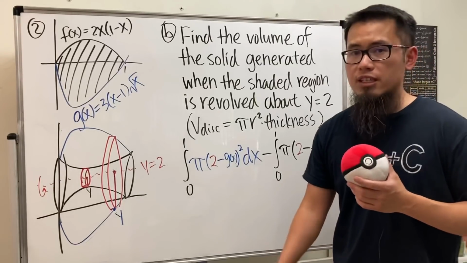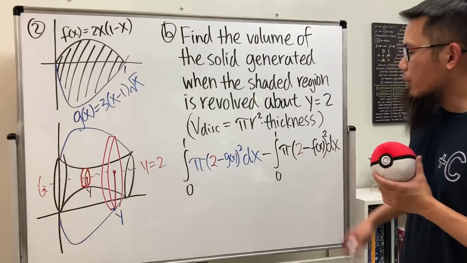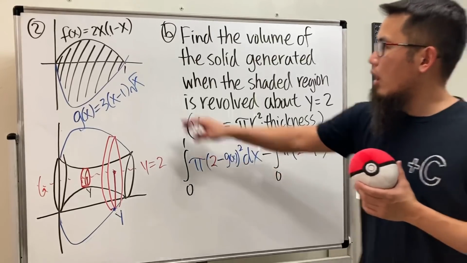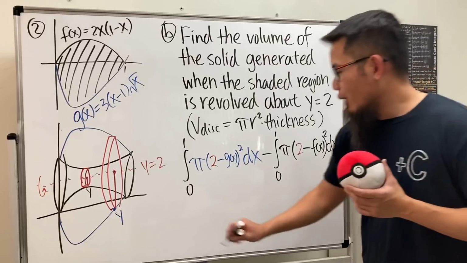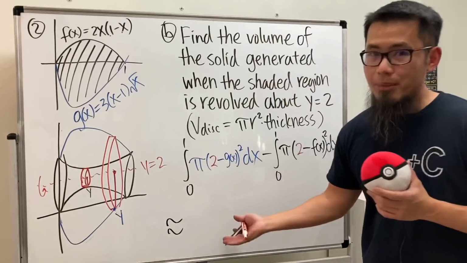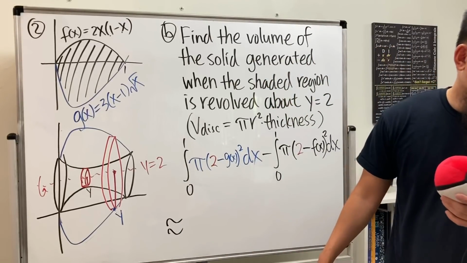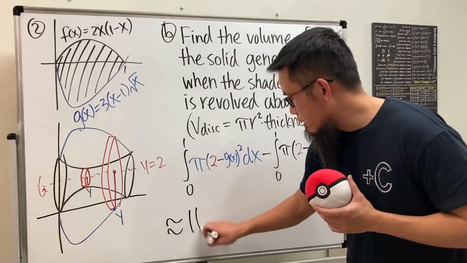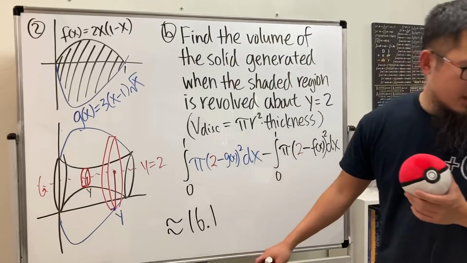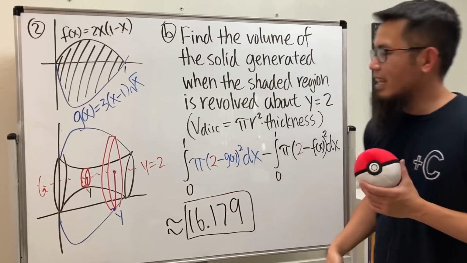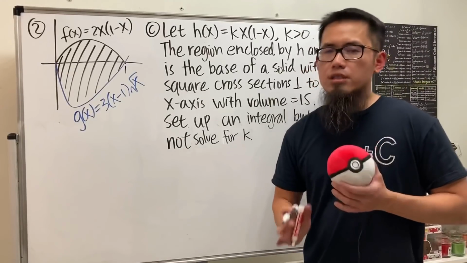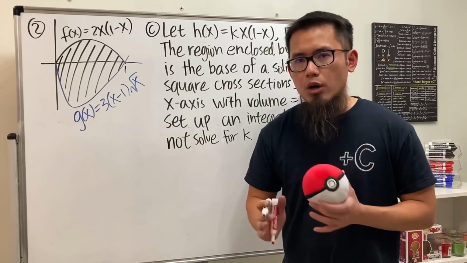This is pretty much the setup, and just enter everything into your calculator. And remember, f and g are this and that, so just enter them into the calculator accordingly, and then we will get approximately, let me take a look, 16.179. Yeah, so that's it.